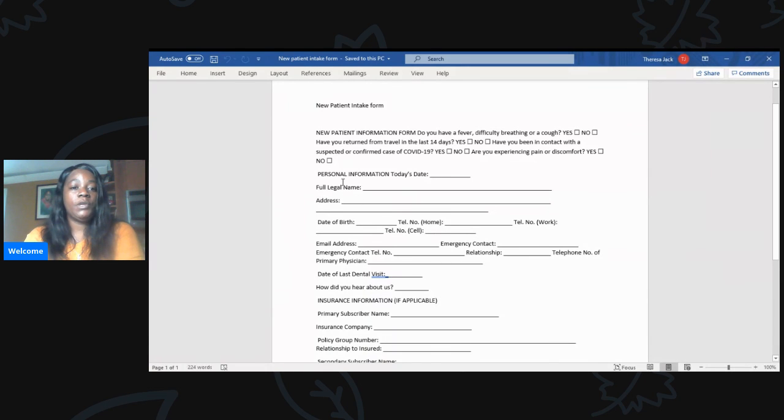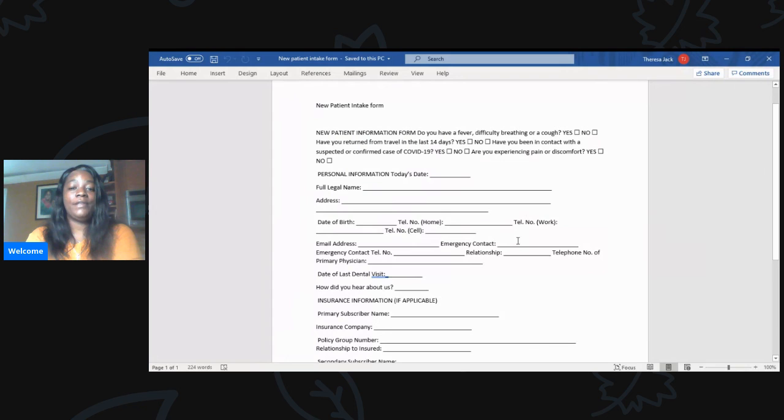Okay. So you want to get their full legal name, their address, the patient's date of birth, their phone number, their work or cell number, their email address, and emergency contact. The reason why I put the emergency contact on this particular form is because I remember having an experience where a patient came in as a new patient, and they were sitting in the reception area, and they actually had a medical emergency.